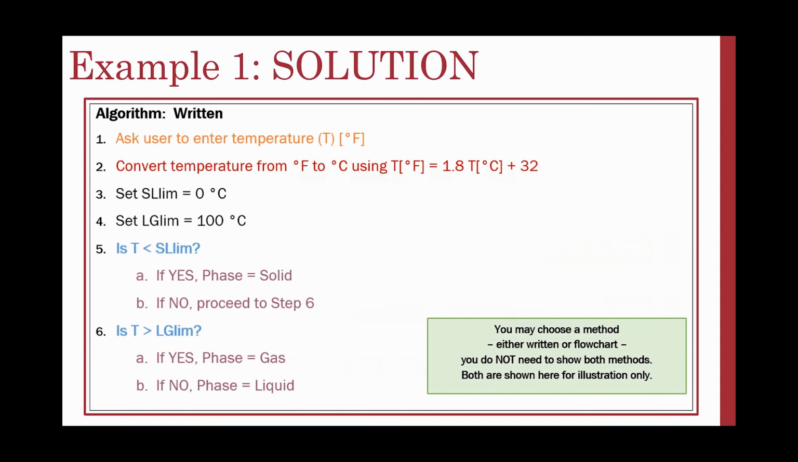If we look at a written algorithm, how this might work is we ask the user to input a temperature in degrees Fahrenheit. We then convert that temperature to degrees Celsius. Then we set our solid and liquid limits, and then we ask, is our temperature less than the solid limit? If it's yes, it's solid. If it's no, we're going to go on. Then we're going to ask, is it above the liquid limit? If it's yes, then it's a gas. If it's no, it's a liquid.